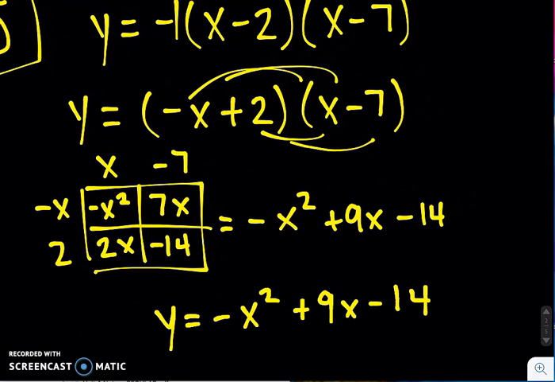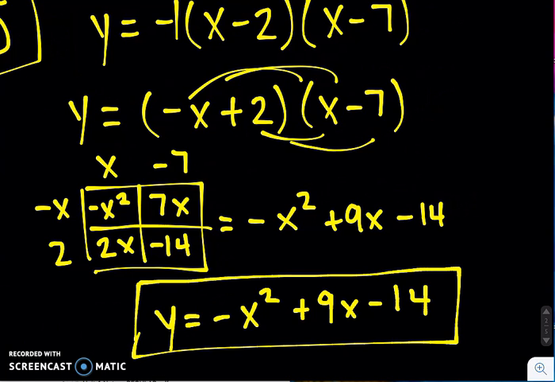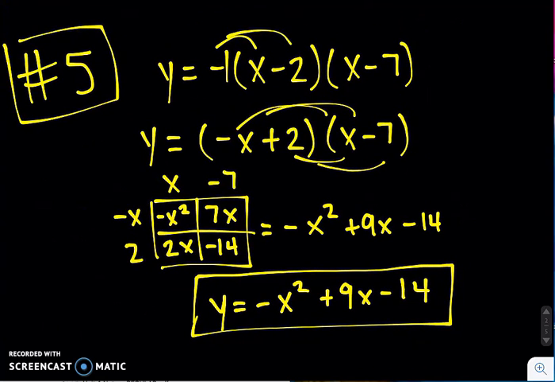So when we have our x squared, our x, and our constant term, it is in standard form. So if you guys tried to graph your original equation or the standard form equation, they would give you the same parabola. It's the same equation, just looks different.